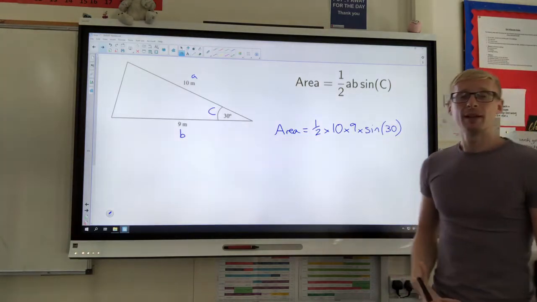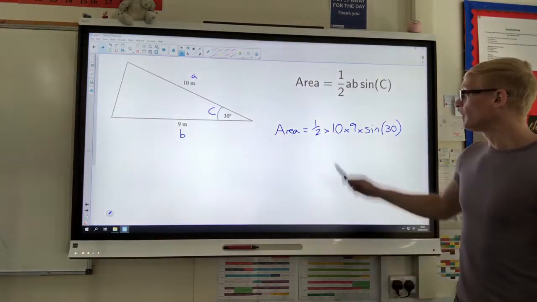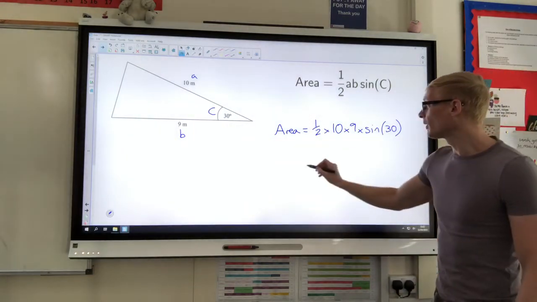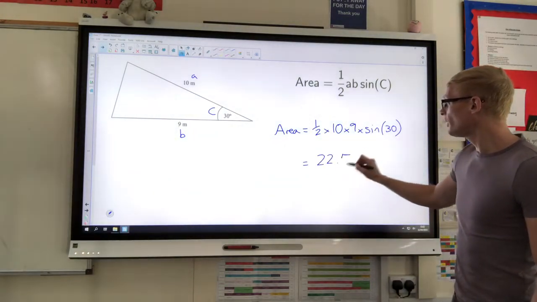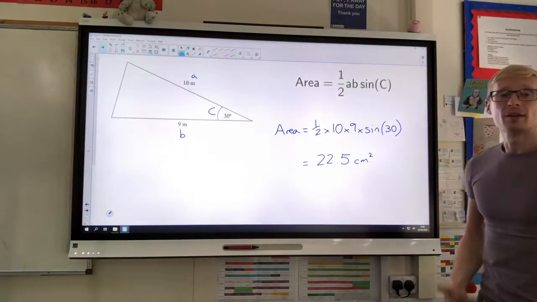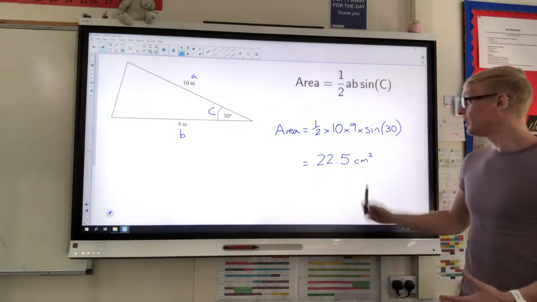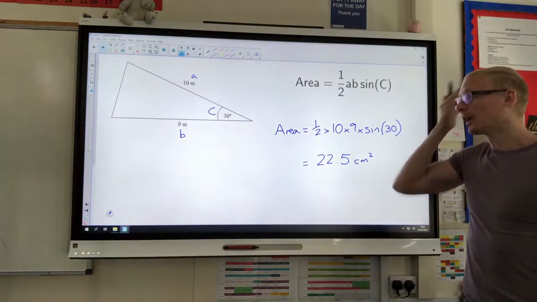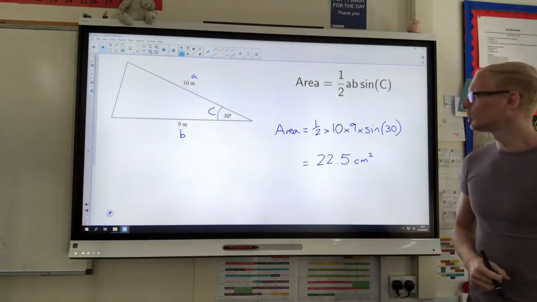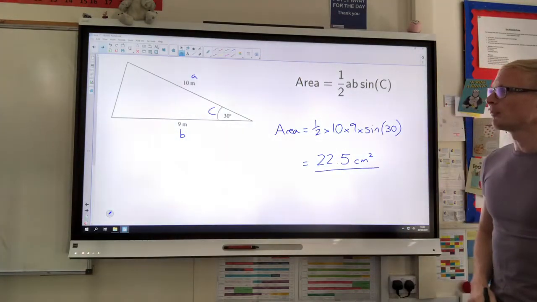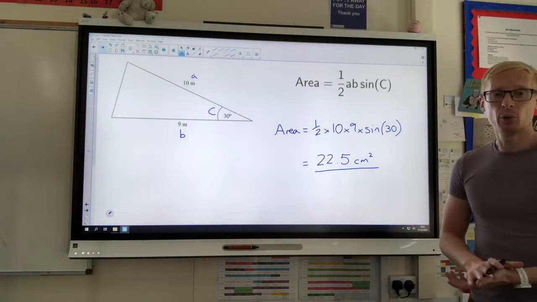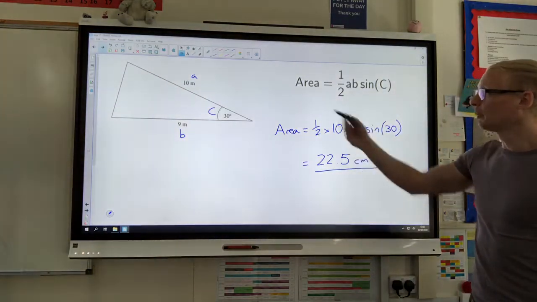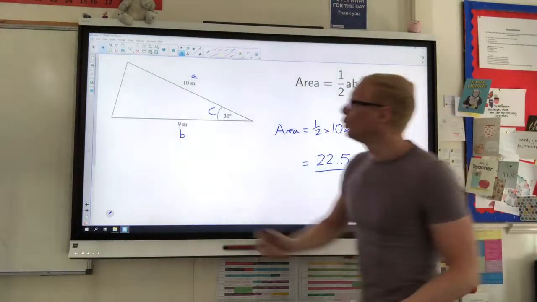Now type that into your calculator, let your calculator do the work. If you want to write that as 0.5 instead of a half, you can, it makes no difference. But typing that into your calculator will give you 22.5 centimetres squared. Now it's important to understand and to put those units on the end, because you need to remember what it is you're working out. You're working out the area of this triangle. Not sides, not angles, the area of this triangle. So that's the answer to that first question. So pause the video, copy that into your books, make sure you've got a clear identification of this formula and then the working beneath it. Okay, we'll look at a second example.